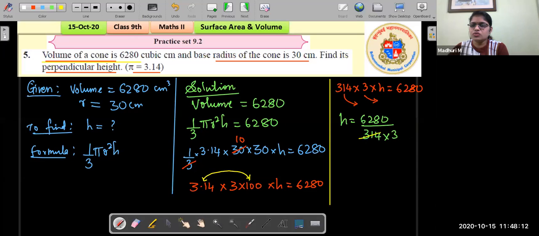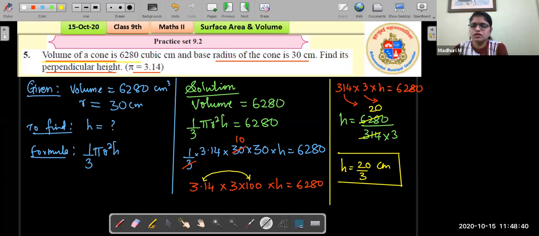314 times 2 is 628, and there is a 0, right? So we got the height directly. So height is 20 over 3. You can put this in decimals also, or you can keep the fraction as it is. Now for this one, there's a printing mistake in the textbook. At the end, the answer is given to be different, but this is the answer. Fine. So height equals 20 over 3 centimeters, or you can also get it in decimals.